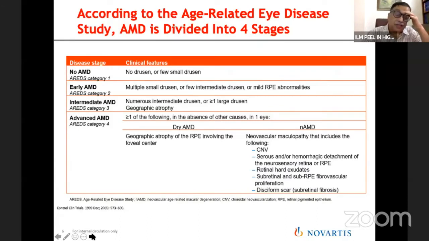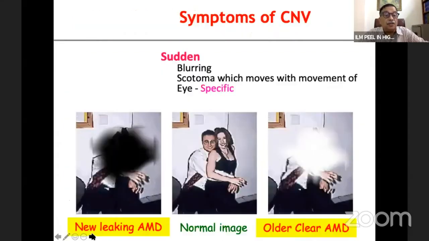Advanced ARMD is the one we are most bothered about. Dry ARMD is geographic atrophy, and for that we really don't have any treatments at the moment. But if it's neovascular AMD, there's the presence of a CNV with either a serous or a hemorrhagic detachment, which I just showed you, along with some retinal hard exudates, fibrovascular proliferation, or finally it reaches a stage of scar. These are all the advanced stages of ARMD.